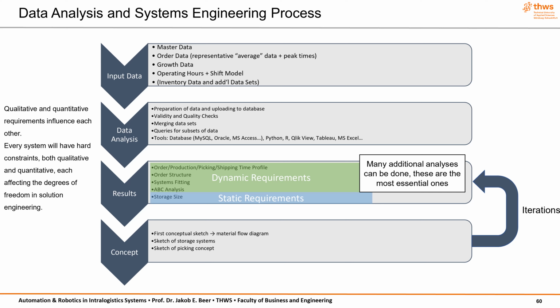Next, we merge datasets, connecting order lines with SKU master data, for example. This allows us to analyze not just order volume, but volume in combination with size, weight, or storage category. We then query subsets like all items picked more than 1,000 times per year, or all orders with more than 5 lines. These queries help us tailor design decisions to real operational segments.